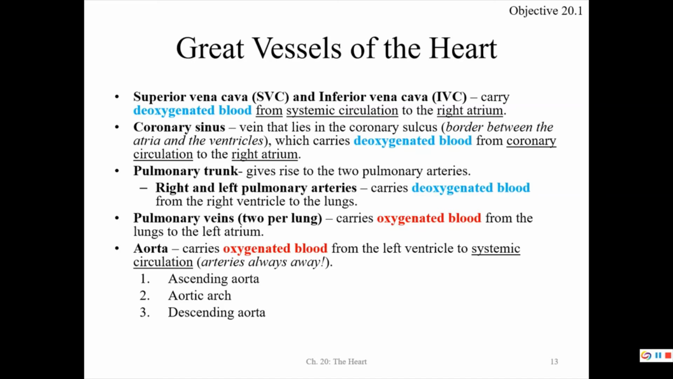We know the pulmonary trunk comes out of the right ventricle and branches to the pulmonary arteries, carrying deoxygenated blood to the lungs. The pulmonary veins, two per lung, come to the left atrium on each side, bringing oxygenated blood to the left atrium. The aorta takes that oxygenated blood out of the left ventricle to the body systems. Remember, arteries are always away from and veins are always to the heart.